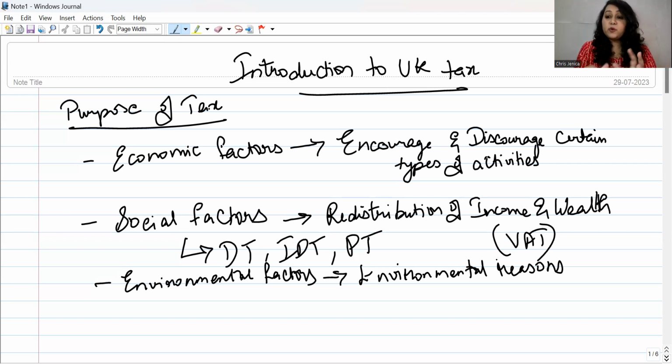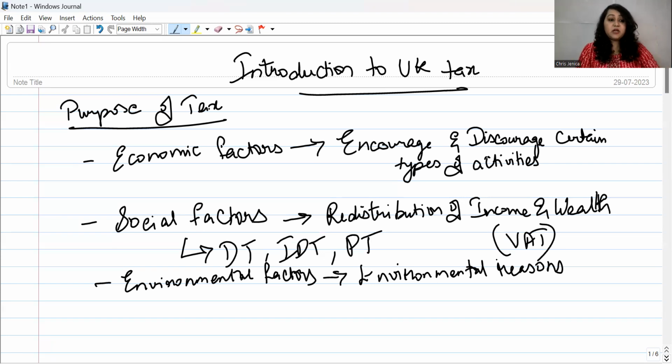Progressive tax is where the proportion of income tax paid rises when your income or your capital gain rises. This is targeted to those only who can afford to pay them. So these are the economic factors and social factors.